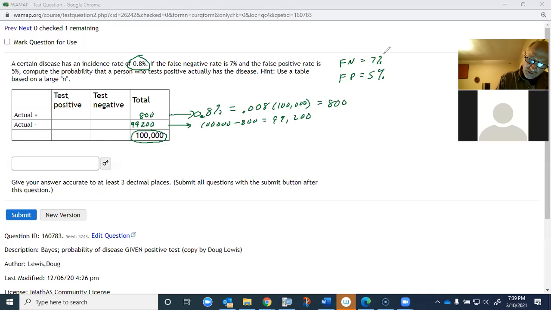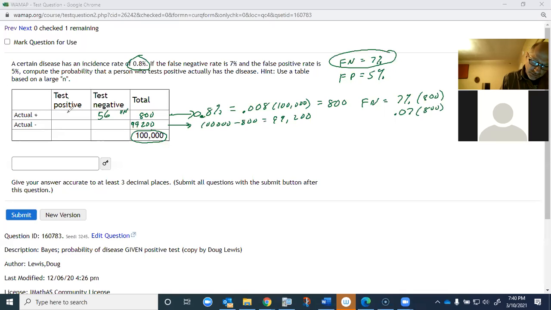And now remember our false negative of 7%, that is going to give us the people who tested negative who actually have it. So I'll just jot in here, this is my false negative right here. So how do I find my false negative number? I take 7% of 800, because that's in my row of people who actually have it. 7% of 800 or 0.07 times 800. Again, just emphasize the arithmetic here. Always double check your arithmetic. 7% is 0.07 times 800.